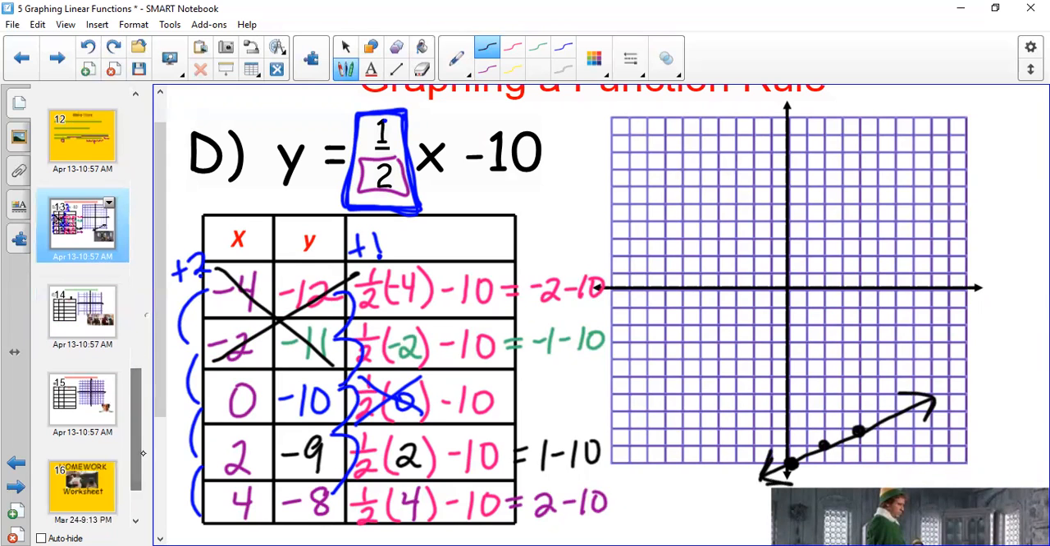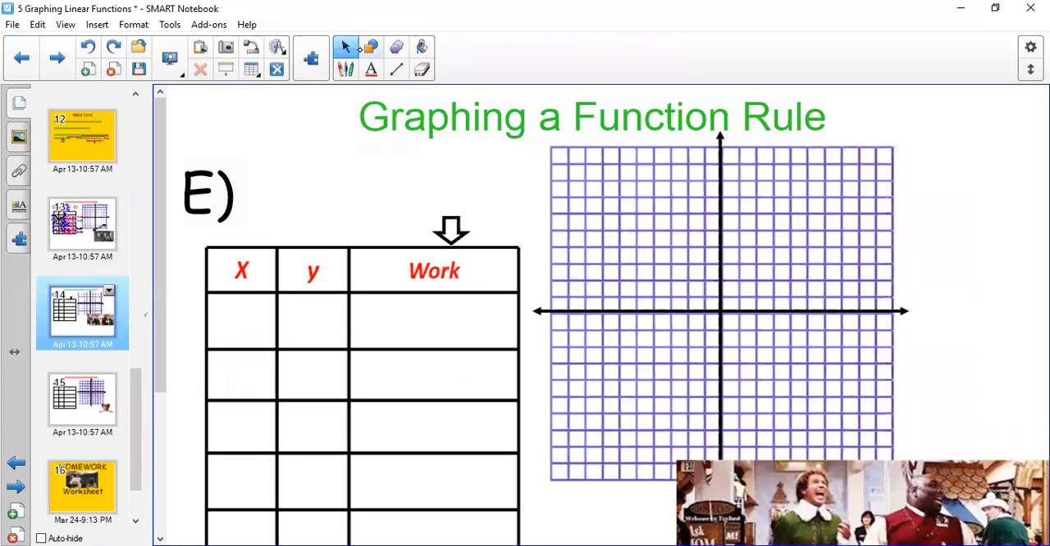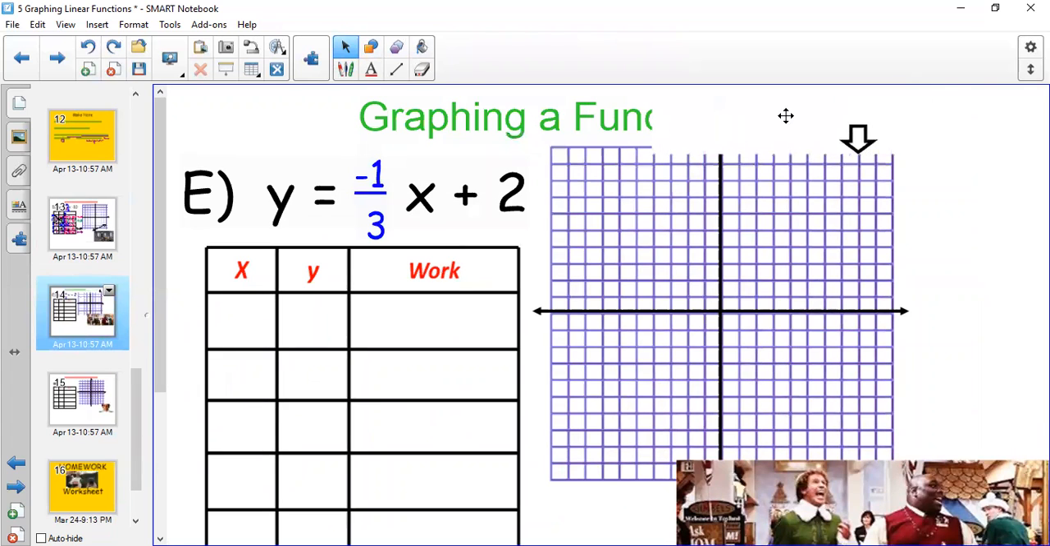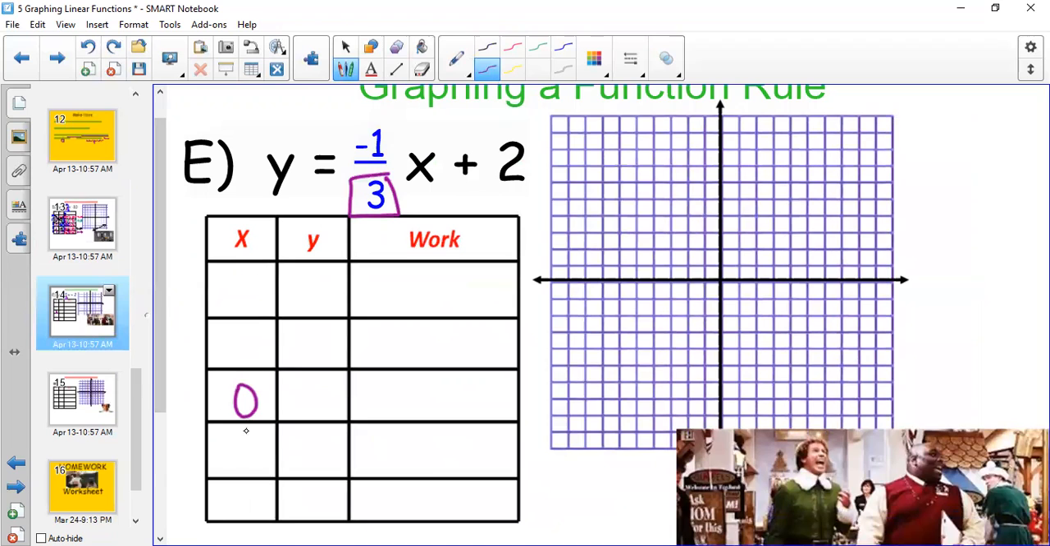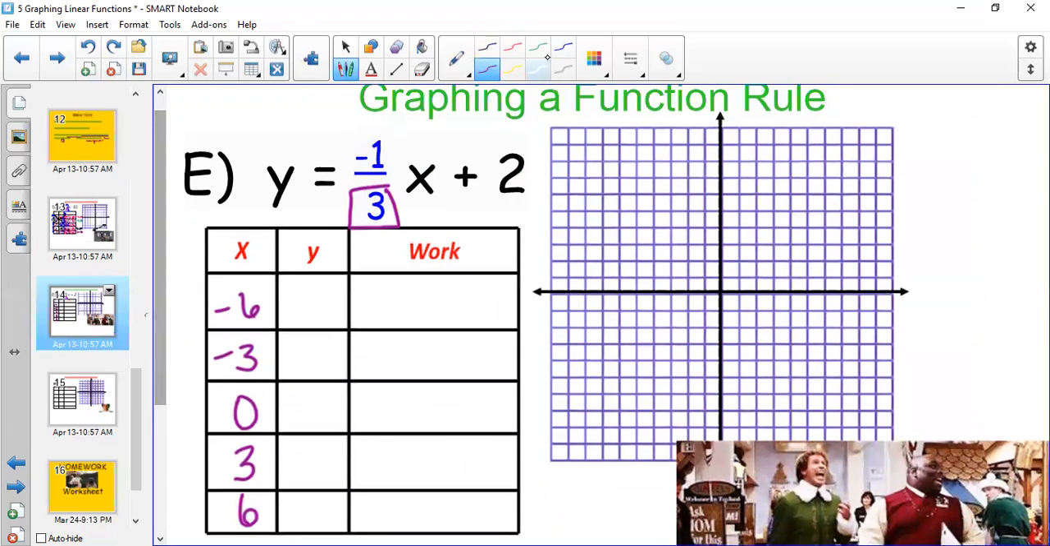Okay, let's try another one like this. All right, this one is -1/3. Again, be smart with choosing your x values. That's the most important part. So start with 0 in the middle. Find your denominator, go up by that number. So I'm going up by 3s. So 0, 3, 6. Now I'm going to do negatives. -3, -6. Okay, so I'm going to rewrite this, but just putting a parenthesis where the x was.